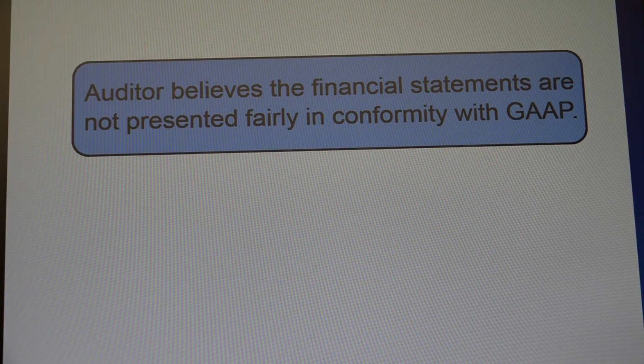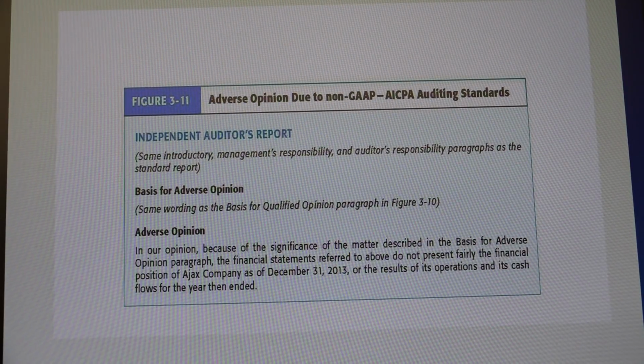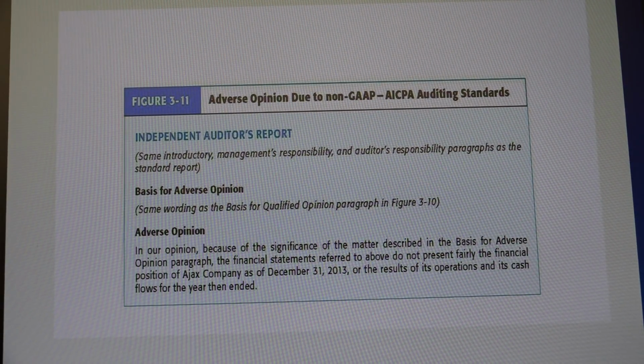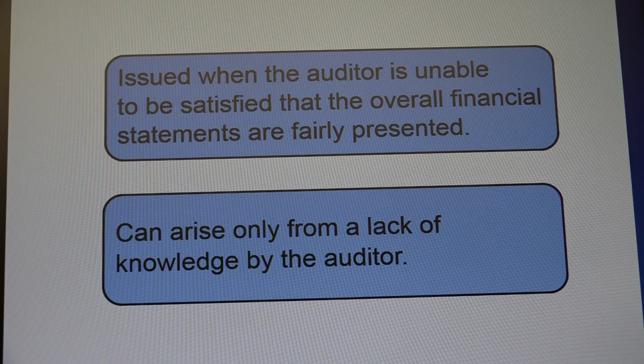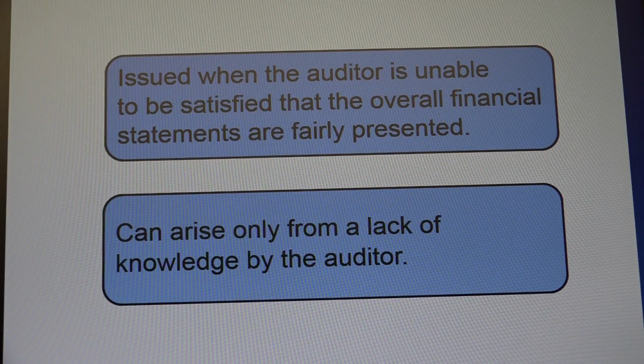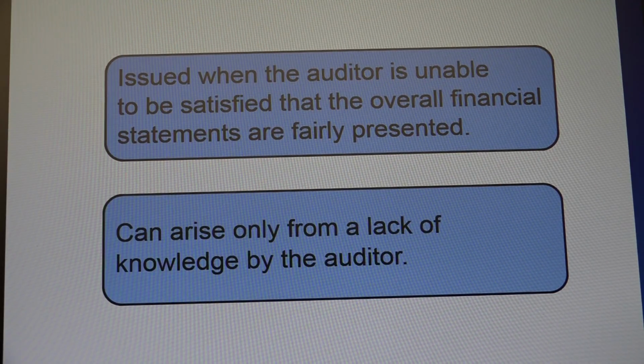So adverse opinions, you very rarely see them. Here you're just saying that the financial statements referred to do not fairly present the financial position of the company in accordance with GAAP. A disclaimer of opinion is where you don't offer an opinion. You simply say you're unable to render an opinion because you are not satisfied that the overall financial statements are fairly presented.